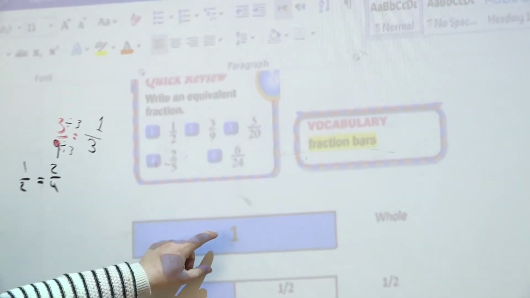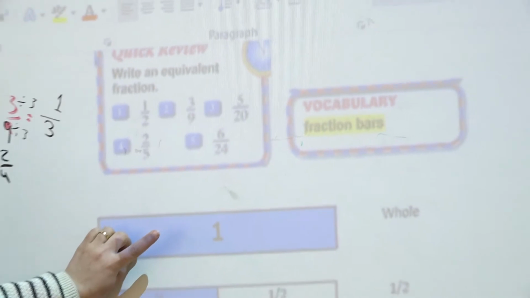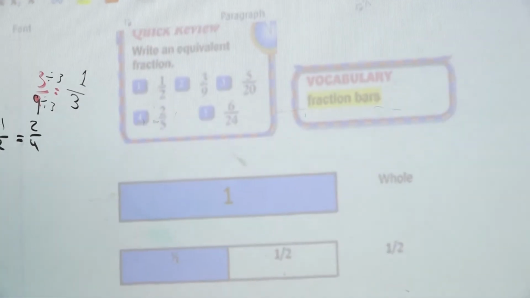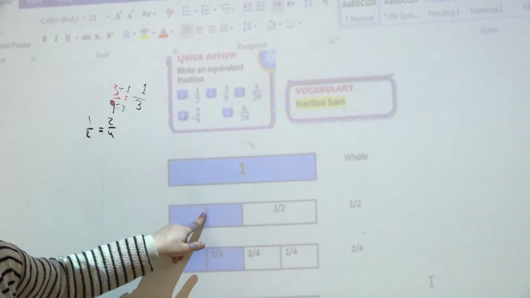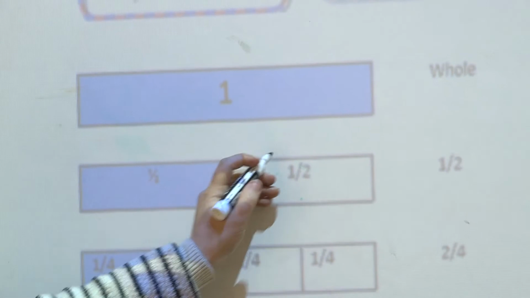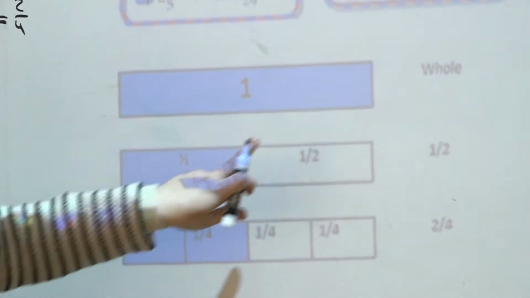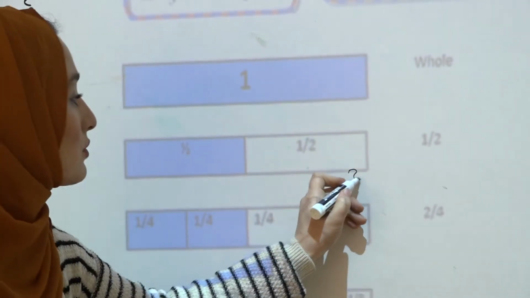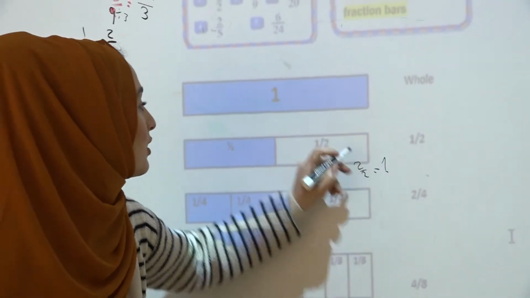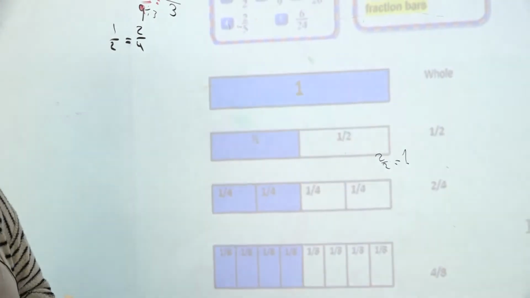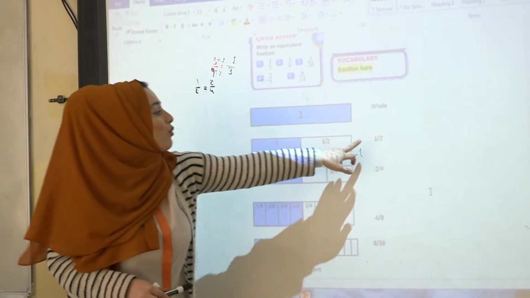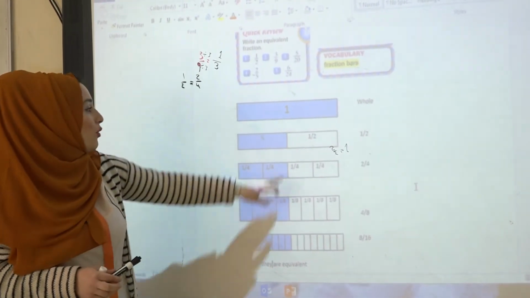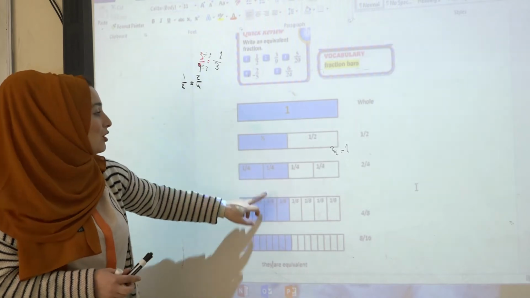At first, I need to show you with fraction bars. For example, I have this one showing only one whole number. When I have 1/2, it means I divide this one into 2 parts. This one is 1/2 and this one is 1/2, so together 2 out of 2 equals 1. So 1 is equivalent to 2/2, and 1/2 is equivalent to 2/4.